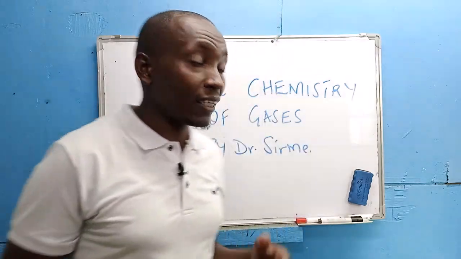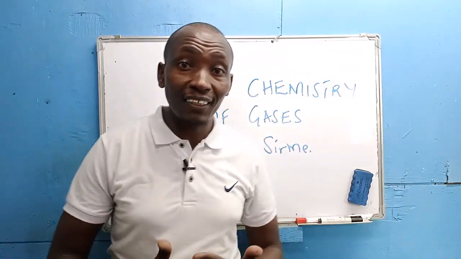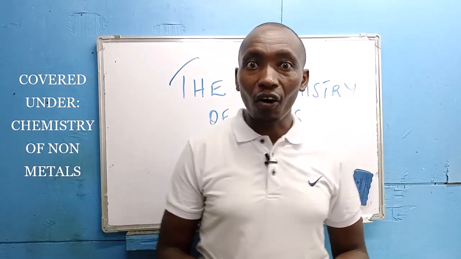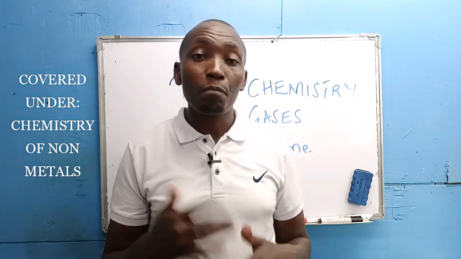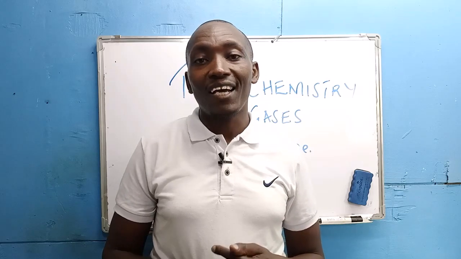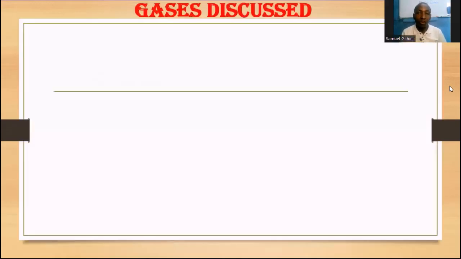Today I want us to go through the chemistry of gases. Chemistry of gases is covered under what we call the chemistry of non-metals. The oxygen, hydrogen, carbon, nitrogen, chlorine, sulfur. There are several gases that are covered in there. That's what we want to go through. Welcome. This will be the first part of the chemistry of gases. We shall have more because there are quite a number of gases that we need to cover. So this is the chemistry of gases.